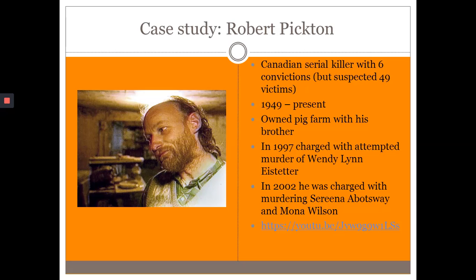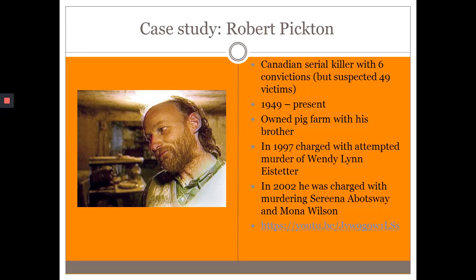He had an early conviction for attempted murder of a woman called Wendy Lynn Eistetter, and he may have been committing some of the 49 unconvicted murders already at that time. So it's not necessarily the case that Wendy Lynn Eistetter was his first unsuccessful attempt at a murder. He may have had other more successful attempts prior to that, but that poor woman was lucky enough to escape from him.